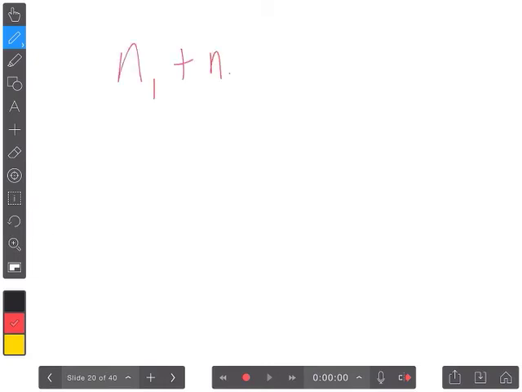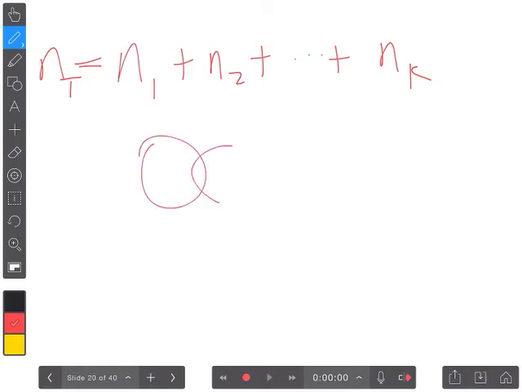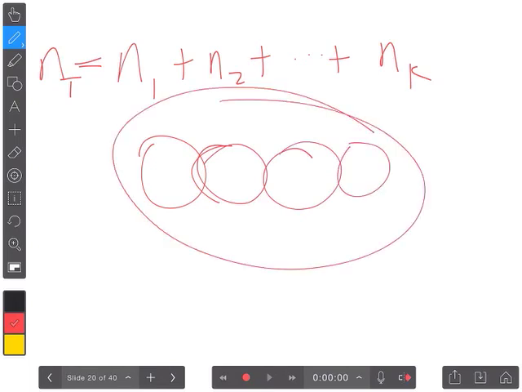N1 plus N2 plus Nk, if we add them all up, we just get a big sample size, NT. You call it N total. So if you have all of these samples, and you pull them all together into one big sample, then we have N.